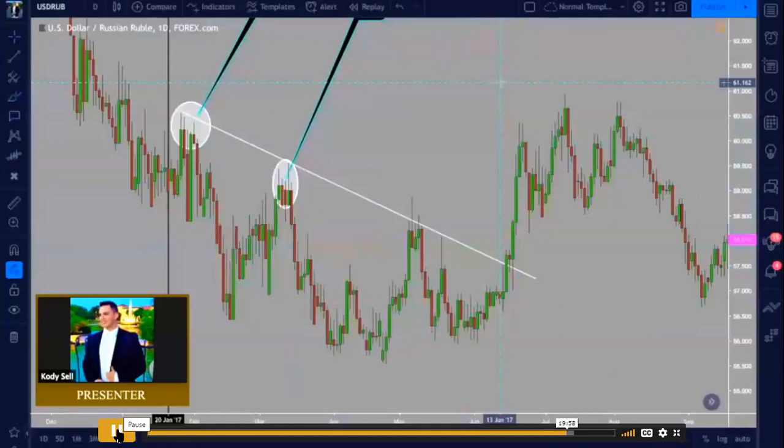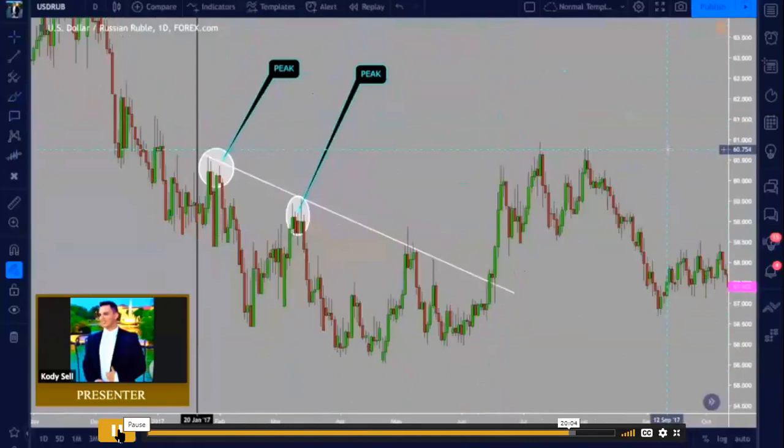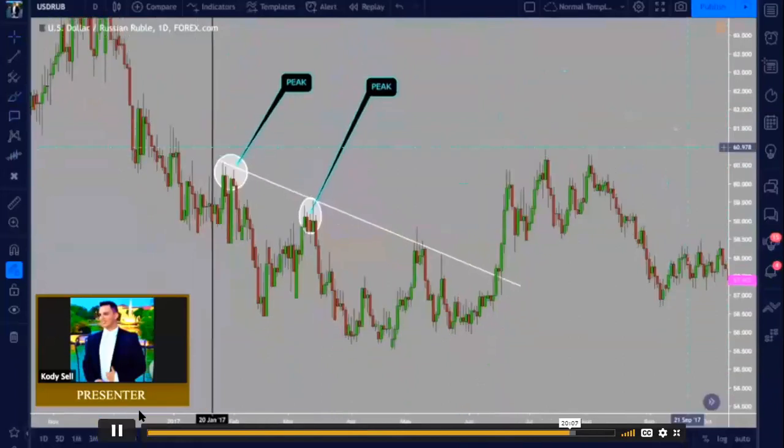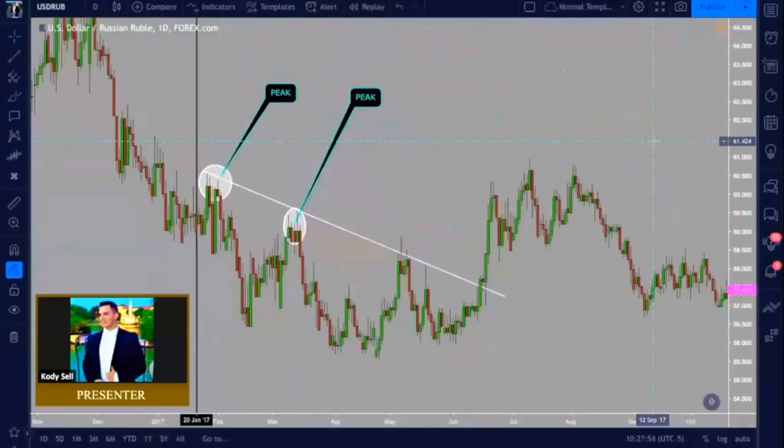When you draw your trend lines in this manner, you know for sure that when price breaks this, it's broken the outermost boundary, the outermost support or resistance level, and you can for sure rely on the fact that you are looking at a potential trend change.